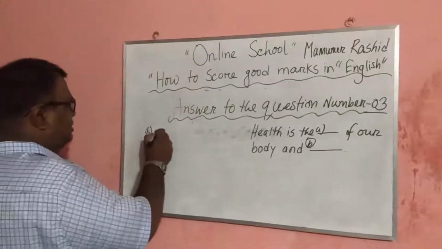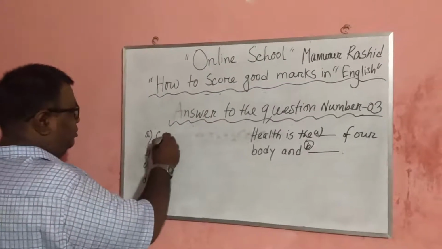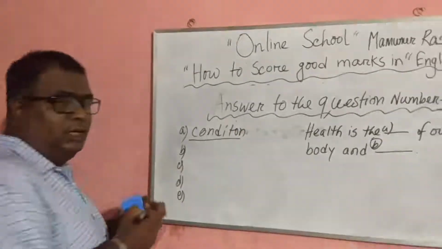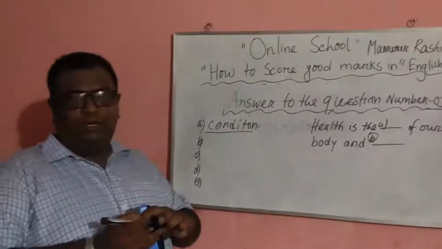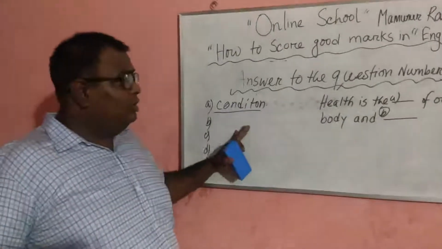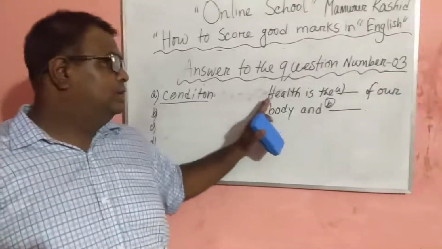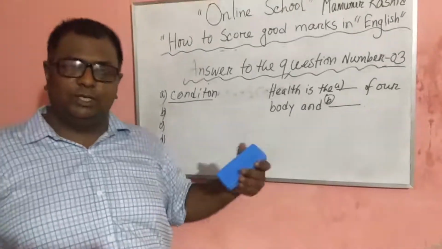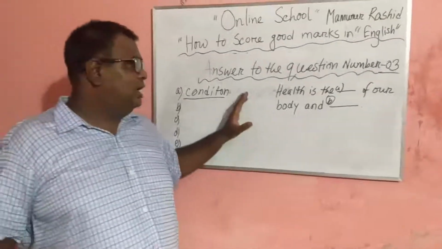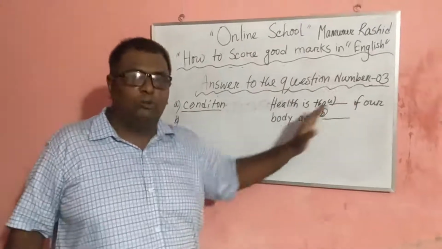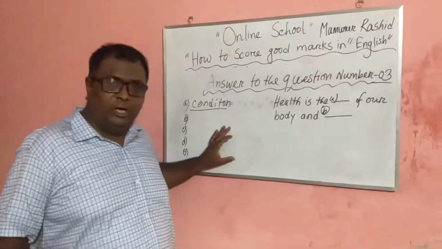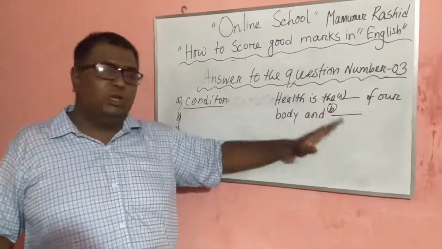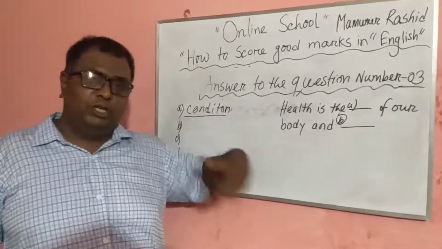And you just write your answer like this: CONDITION, and you may underline the word. You just write only the answer. You need not write the whole passage. When we see the answer scripts of our students, some students write the whole sentence, health is the condition of our body and mind, and give the answer. No, there is no need to write or reproduce the passage.